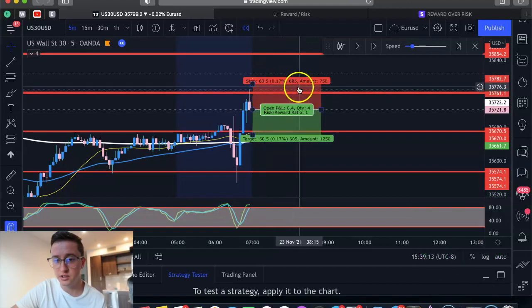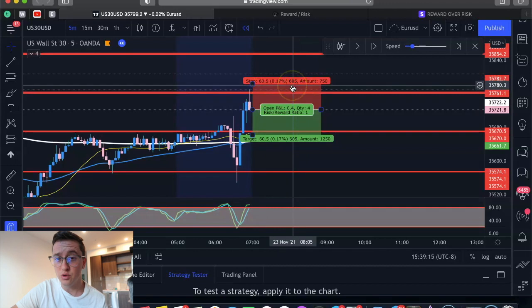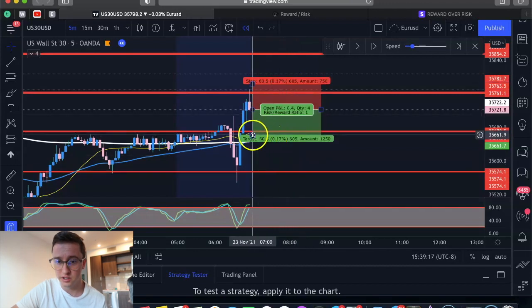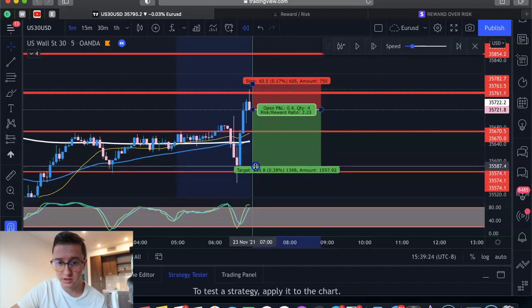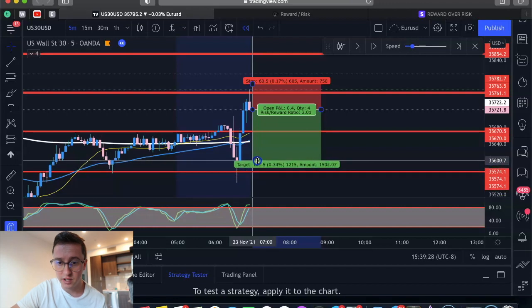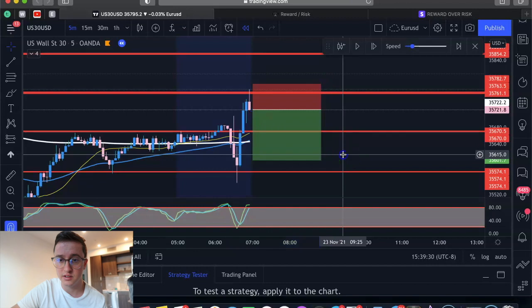Obviously, I like to go for a 2-to-1 risk reward ratio, or I like to target certain golden zones. So if we go down to this golden zone right here, we have 1400 pips. That's kind of a big move. So I'm going to go double. Let's say 1200 pips is what I'm going to go after on this trade. Okay, that's good right there.